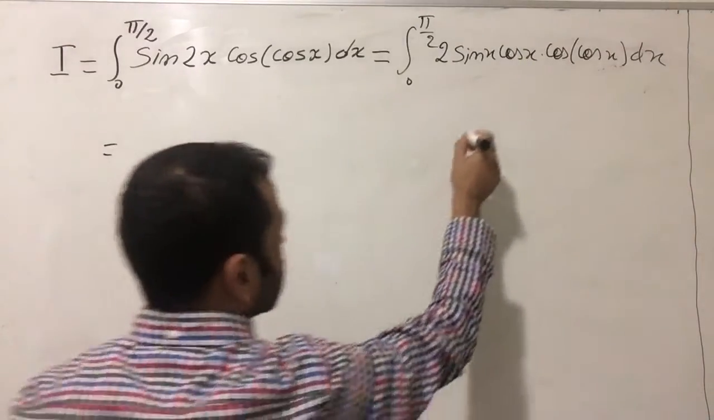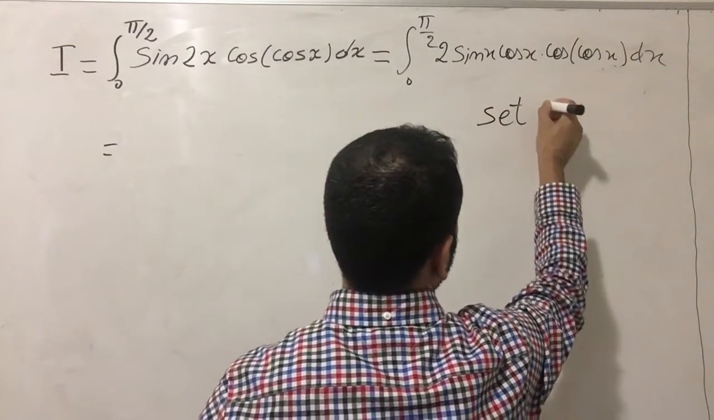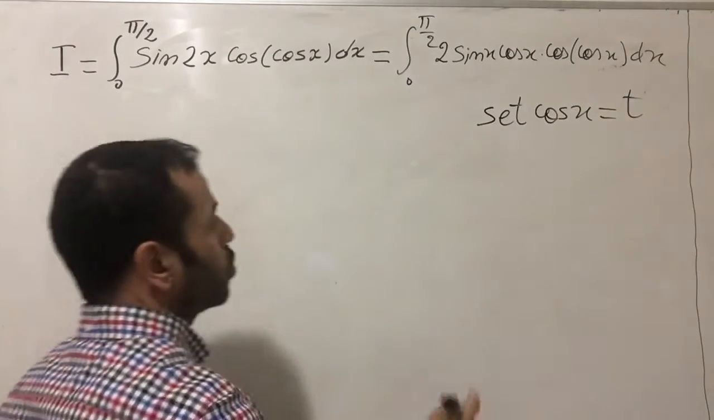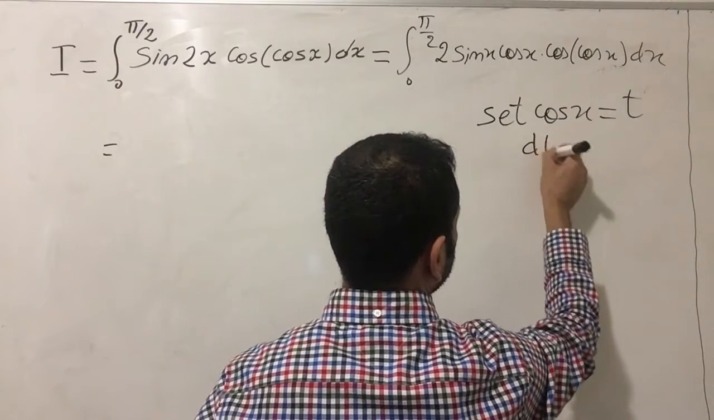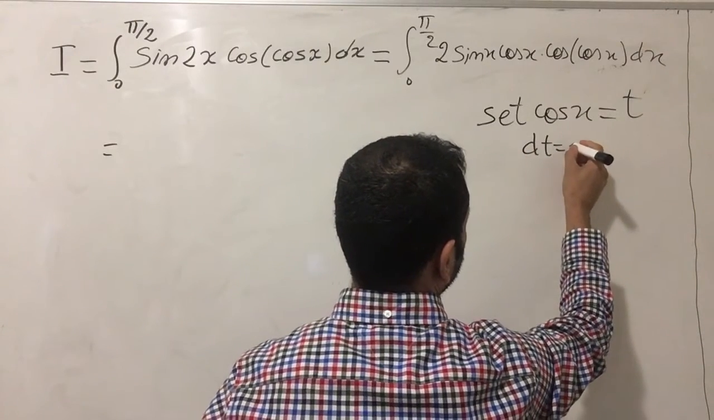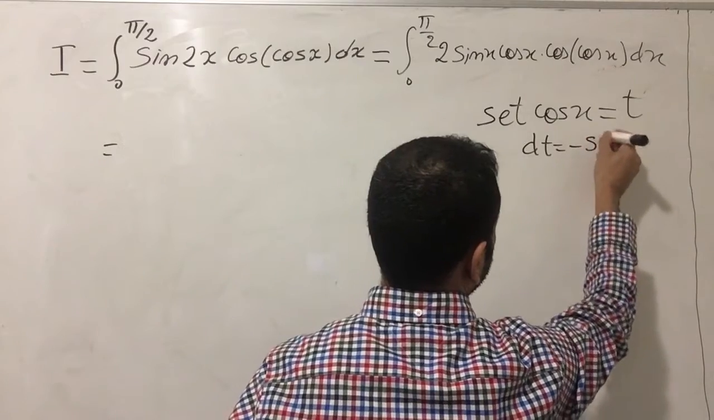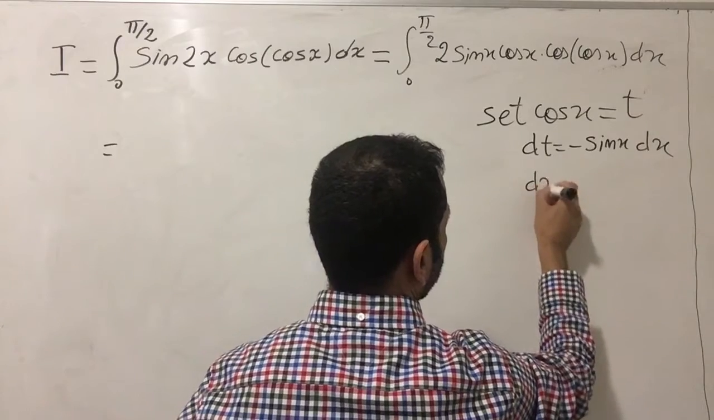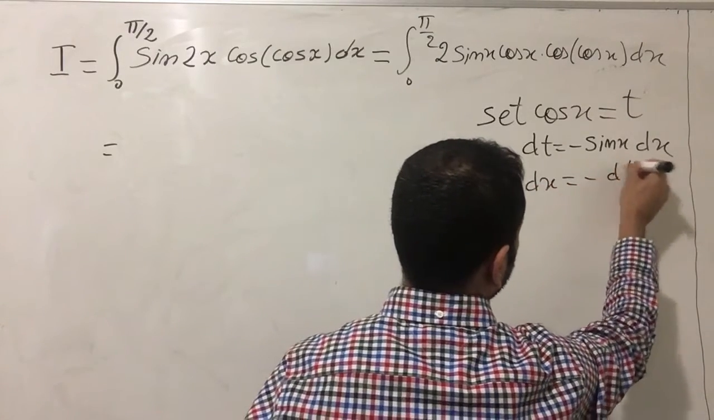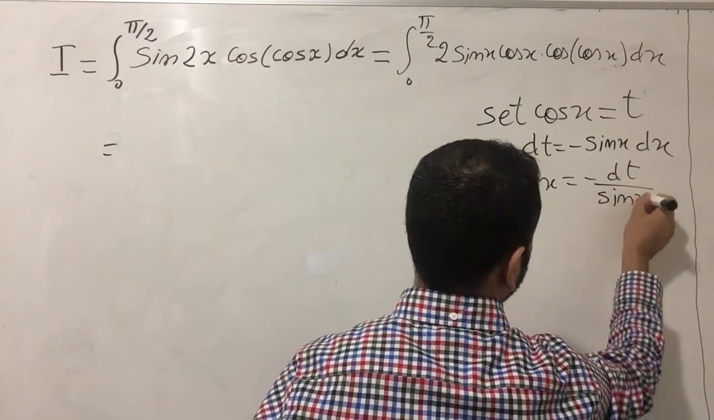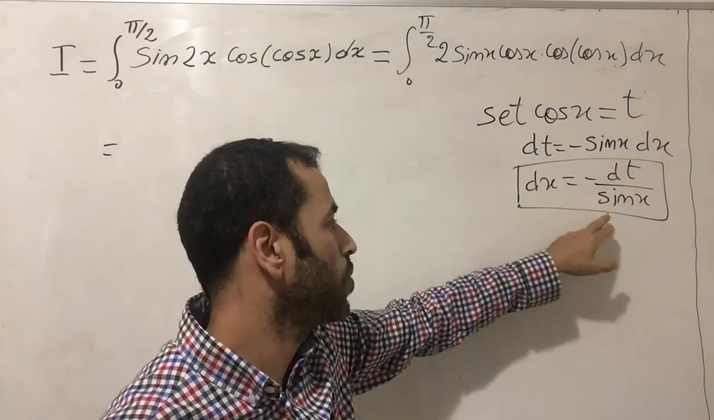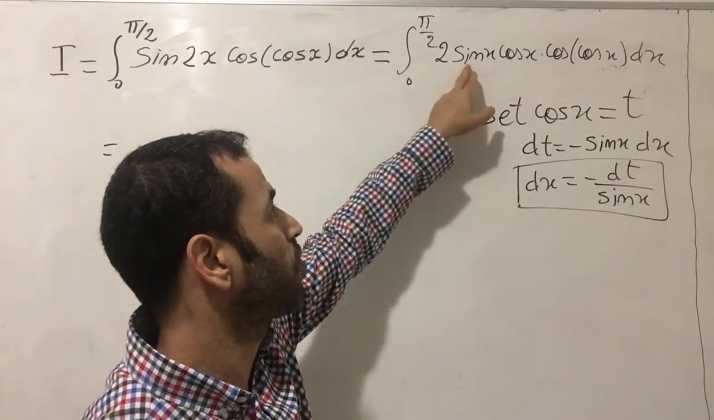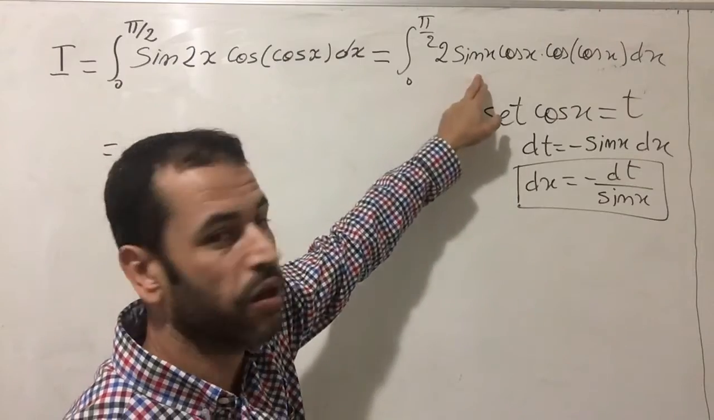So now I'm going to set cosine x equal to t. I'm going to differentiate this one. I will have dt equal to minus sine x dx. So that means dx equals minus dt over sine x. I'm not going to replace sine x by substitution because I see another sine x in front of this expression. That's going to be simplified.